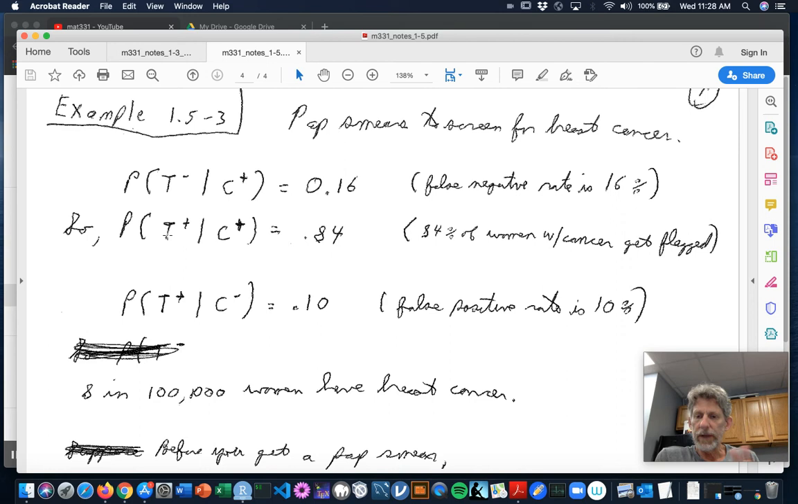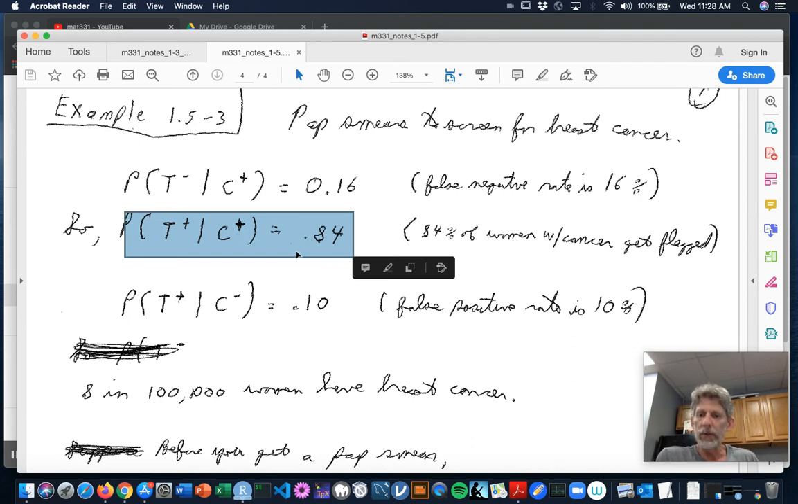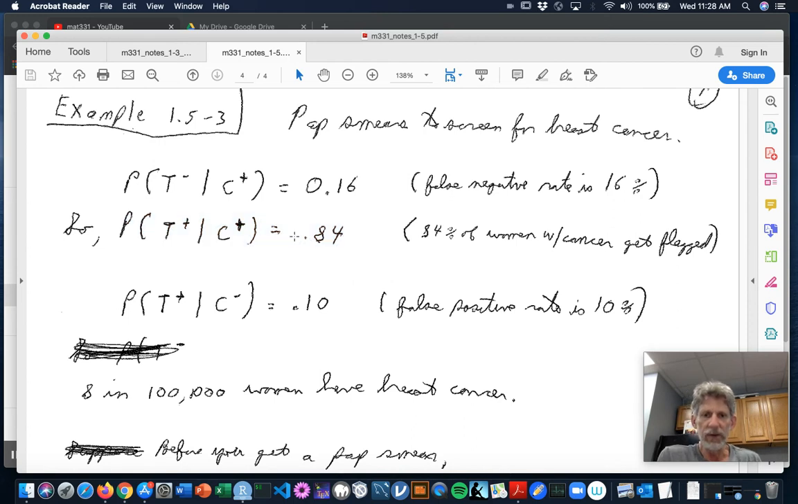Now, a test can either come back positive or negative, no other way about it. So 1 minus 0.16 is 0.84. The probability of getting a positive test if you do have cancer is 84%. When you think about women with breast cancer going through pap smears, 84% of them get flagged for further testing and study because their test came back positive, but 16% of them just get missed. So you hope that other tests will come along later in the screening process before the cancer gets too advanced.